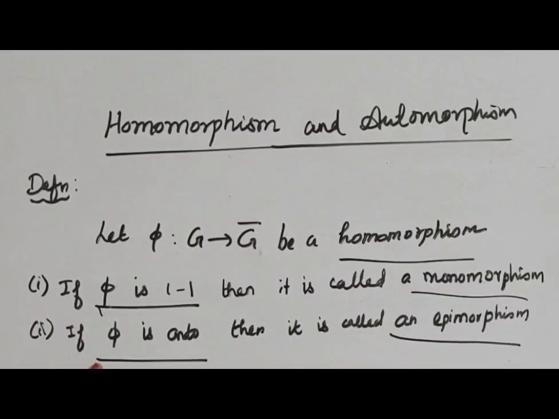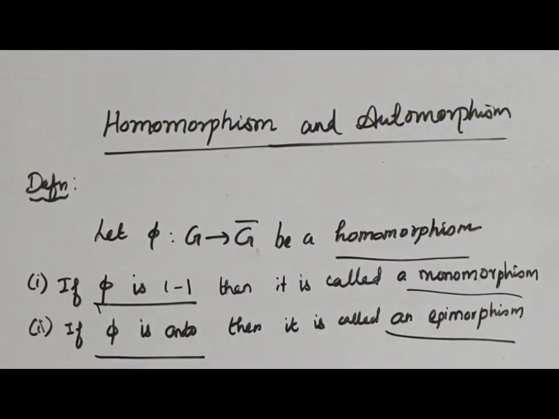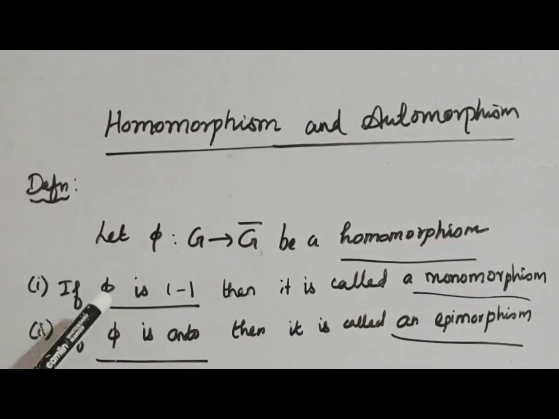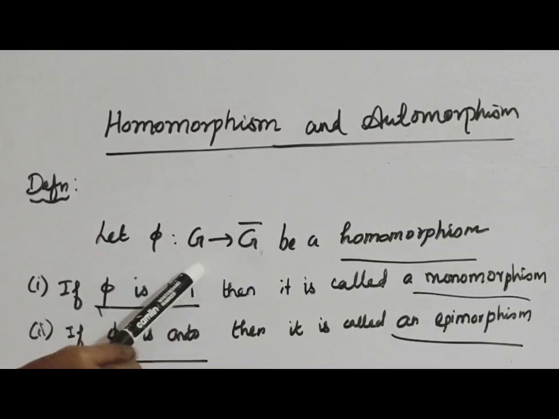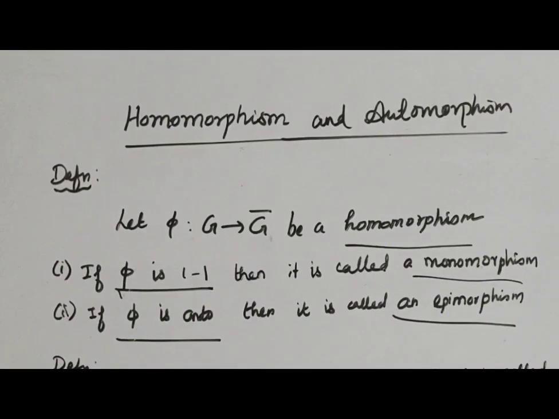If phi is onto, it means every element of G bar has a pre-image in G. Phi from G to G bar being a homomorphism means it satisfies the condition phi of ab is equal to phi of a into phi of b. If it satisfies that condition together with phi being 1 to 1, it is said to be a monomorphism. Together with phi being onto, it is an epimorphism, right?